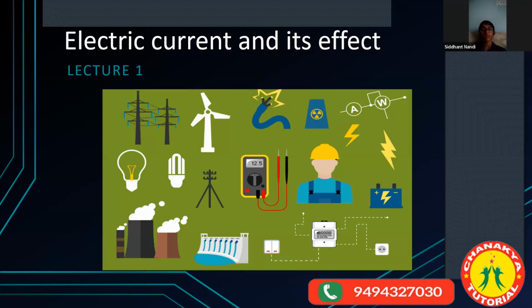Adrit, what is electric current? Yes, ma'am, it is something which gives electricity to other electric devices. Okay. See the definition. Electric current is something giving electricity to other devices.